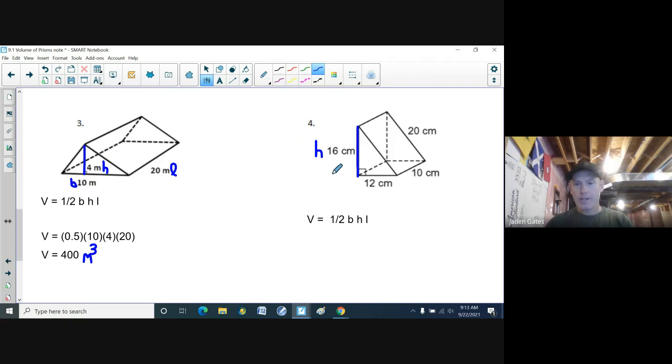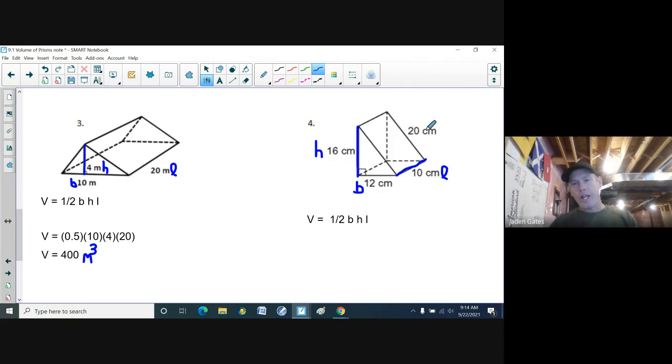All right, and let's see here. Now I've got to find my base, always the distance along the bottom. Just like here, that's my 12, so 12 is my base. Then I've got to figure out which one is my length. If I compare the diagrams for number 3 and number 4, that 20 along the side is my length. Well, that means my 10 is my length.